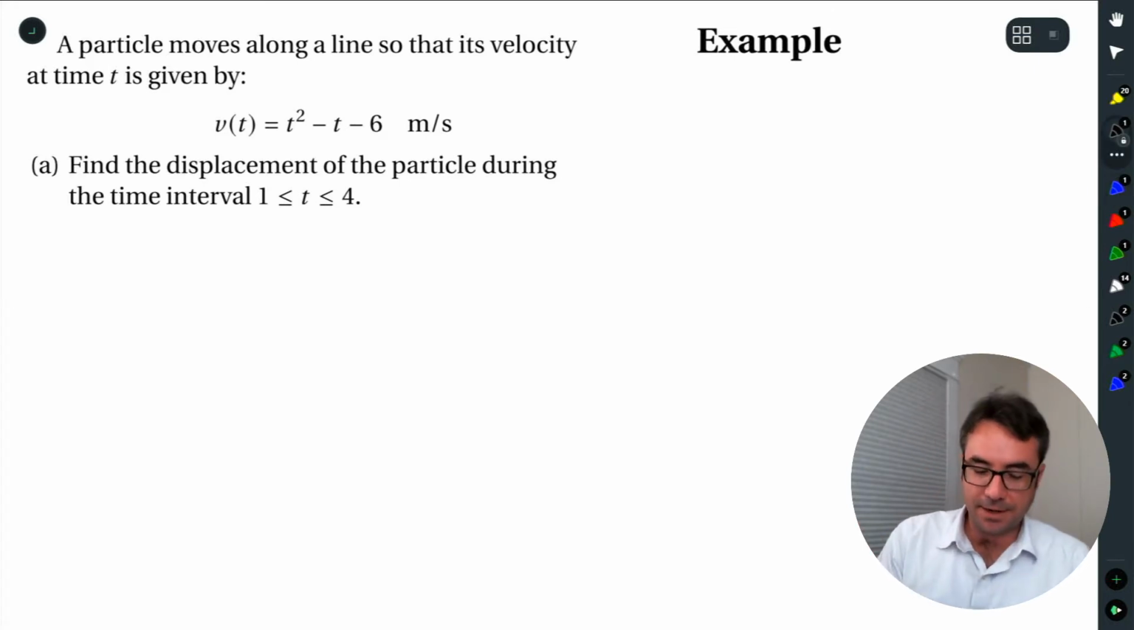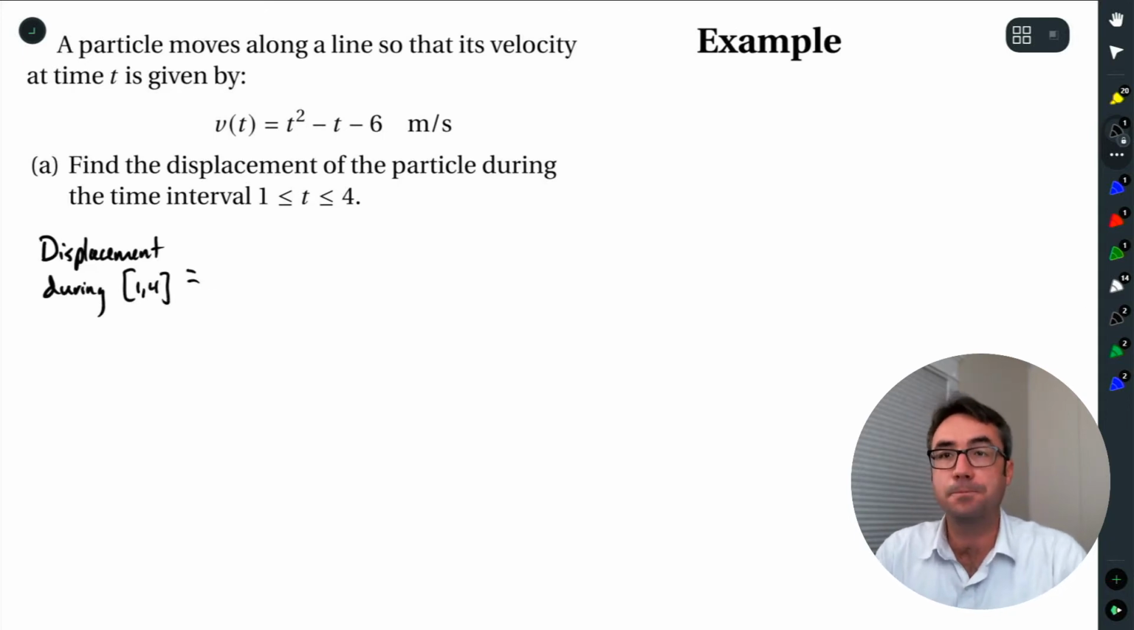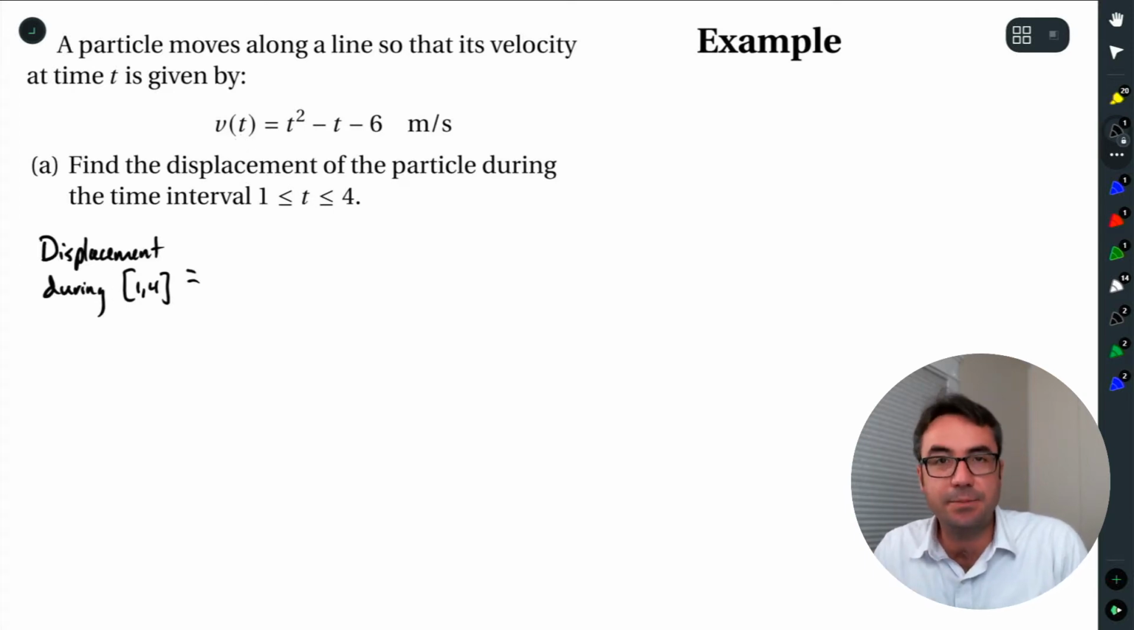Let's write it out. We want to find the displacement during that time interval from 1 to 4. We know the velocity, and there are different ways to find displacement based on what function you have. If we had our position function, the way to figure out displacement is to take the ending position and the starting position and calculate their difference. But we only have the velocity function here.